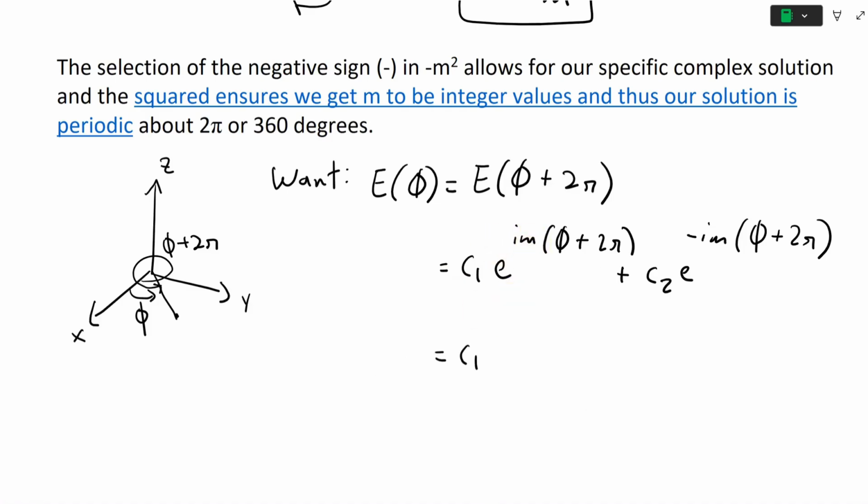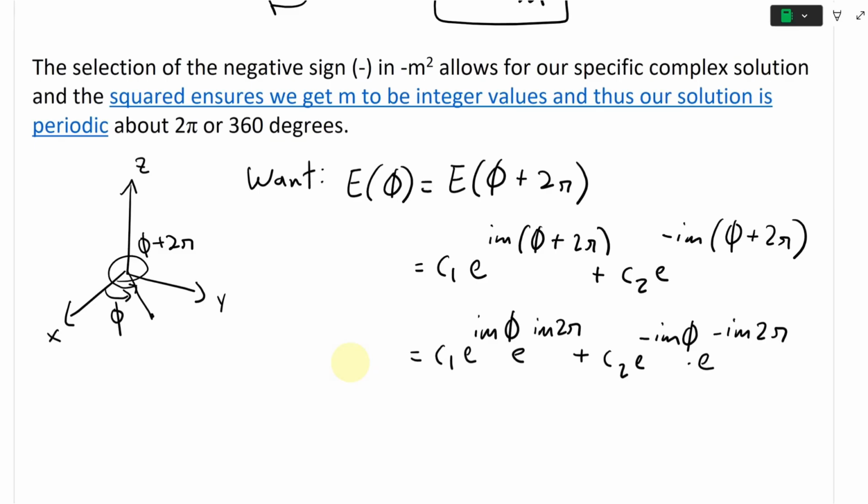This is going to be C1 e to the I m phi, and then you just add them up, and it's going to be e to the I m 2 pi, because you can multiply that inside, just basic power rules. And then C2 is equal to e to the negative I m phi, times e to the negative I m 2 pi.